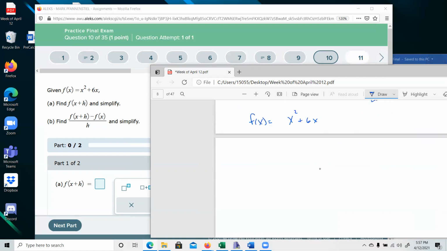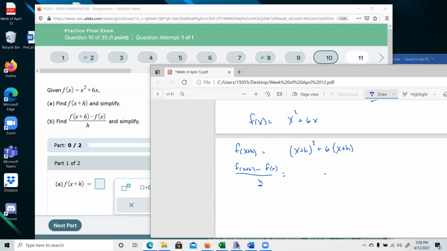So to do this, f of x plus h, we're going to say this is x plus h squared plus 6 times x plus h. Everywhere we see an x, we're going to replace it with x plus h. So I want to go through and do f of x plus h minus f of x, all over h. By the way, the goal here, how do you know you have the right answer? Or how do you know you're done? When you've canceled that h, you're done. Okay, that's how you know.